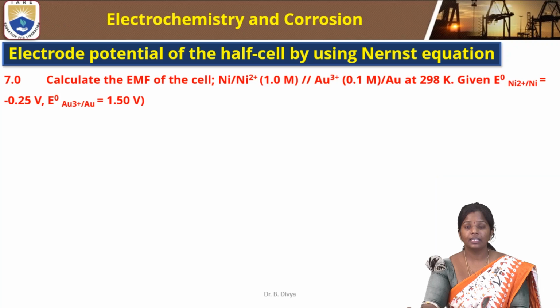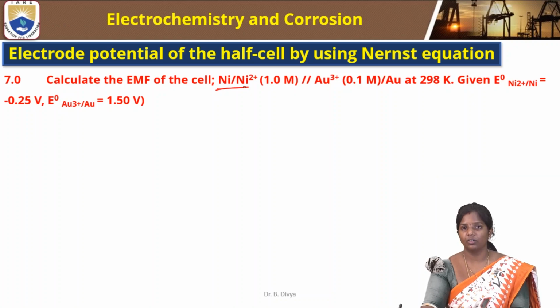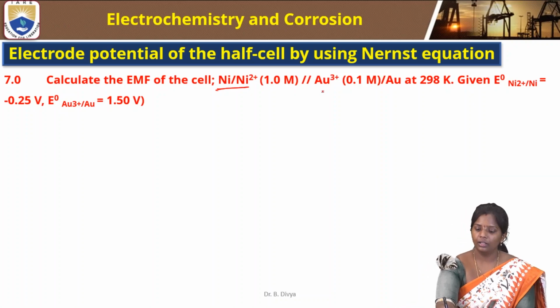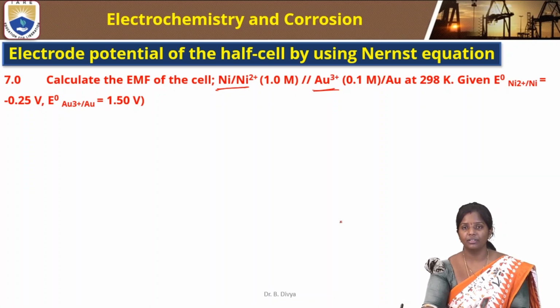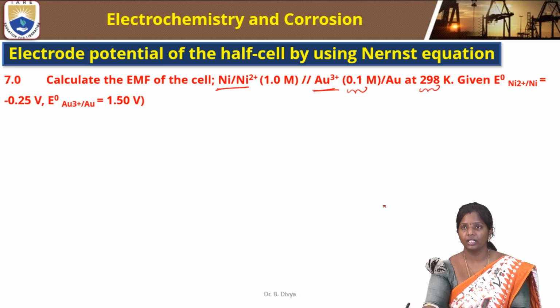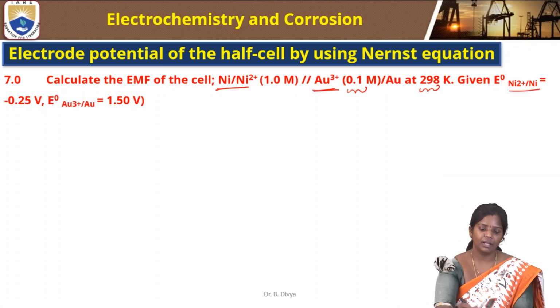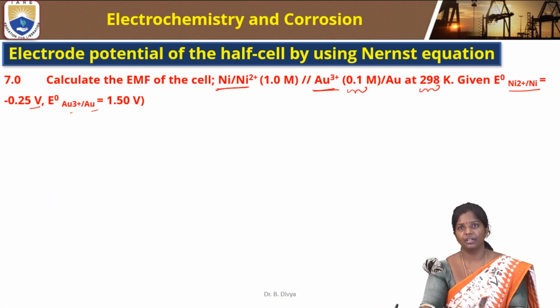So next is to calculate the EMF of the cell wherein nickel and gold electrodes are kept together in combination. Nickel is converting to nickel 2 plus ion with a molarity of 1 molar, and gold 3 plus ions are converting to gold, with a molarity of 0.1 molar. The temperature is 298 Kelvin, which is 25 degrees centigrade. The electrode potentials are also given: nickel 2 plus to nickel is minus 0.25, and gold 3 plus to gold is 1.50 volt.